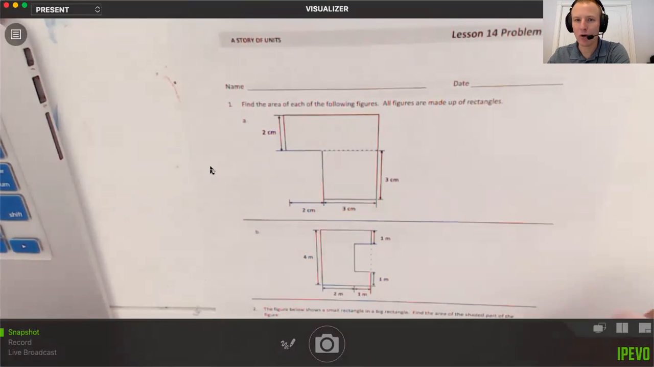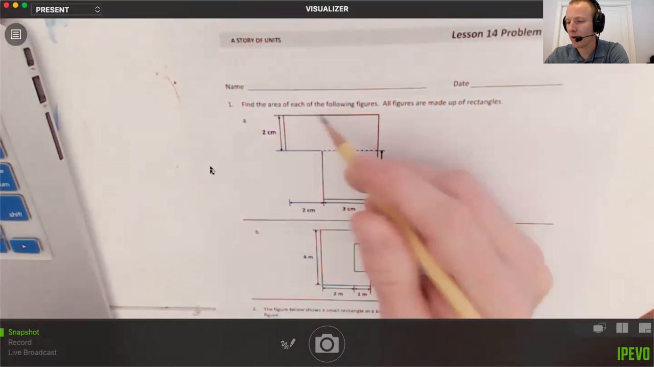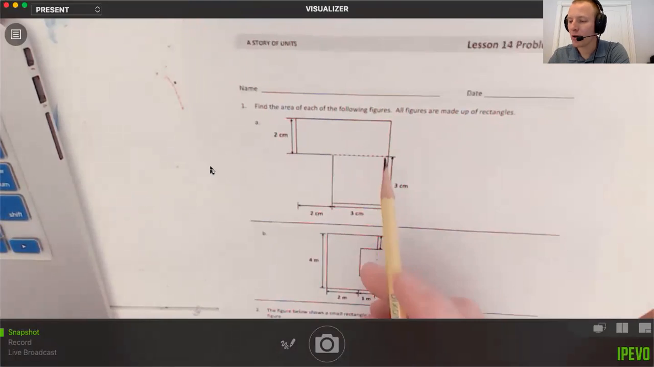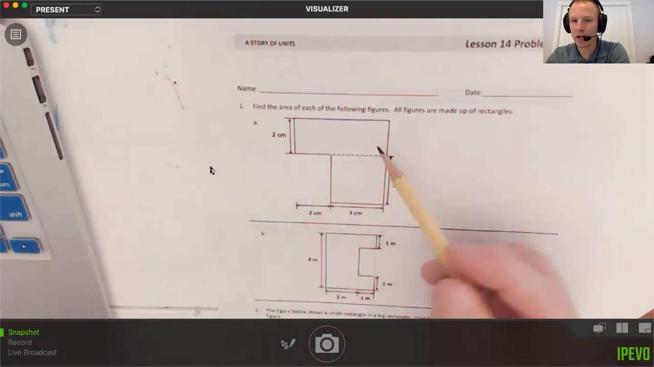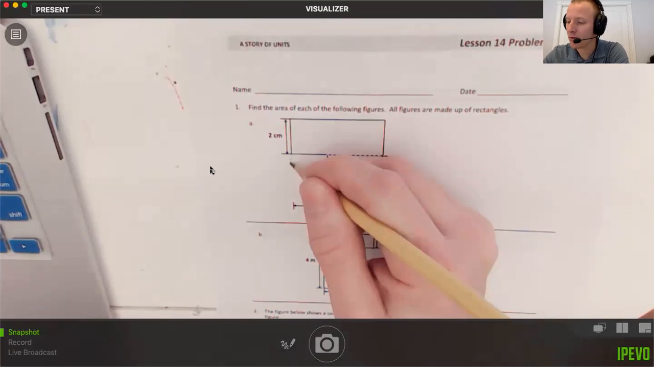So again, we always have two options. We can either complete this rectangle and then subtract out the missing portion, or we can find the area of rectangle A and rectangle B and add them together. In some cases, both strategies work equally well. In some cases, one is preferable to the other, meaning that one would be easier for you than the other. In this case, I think that I'm going to complete this rectangle.